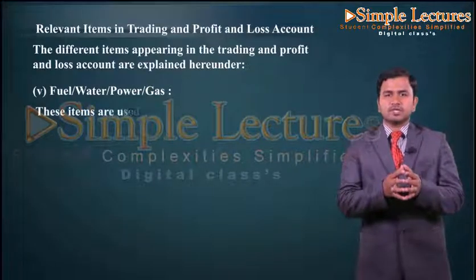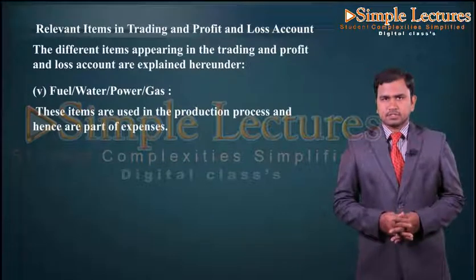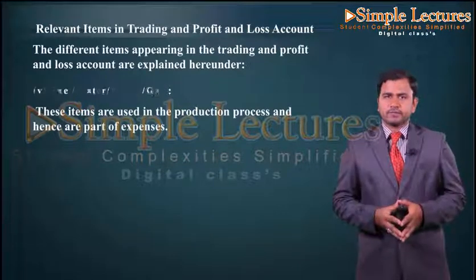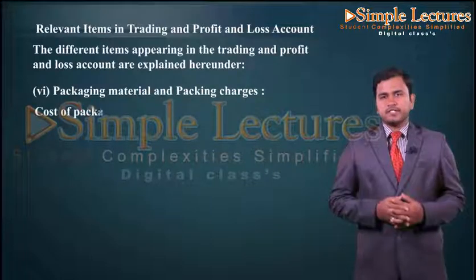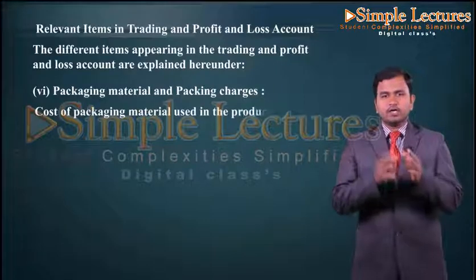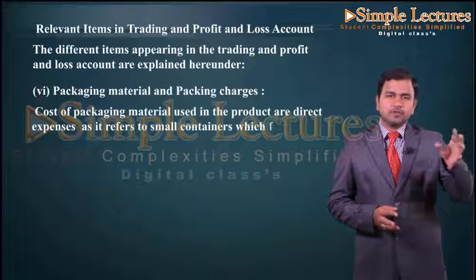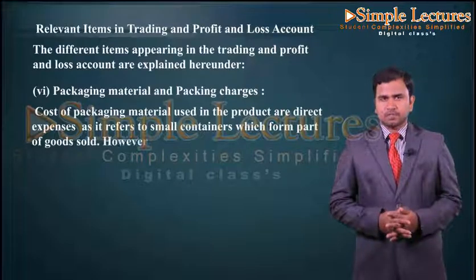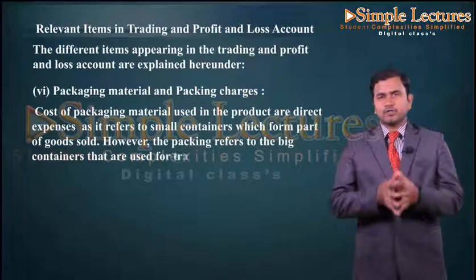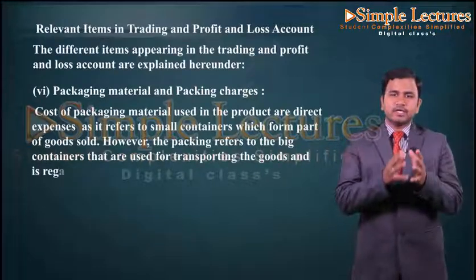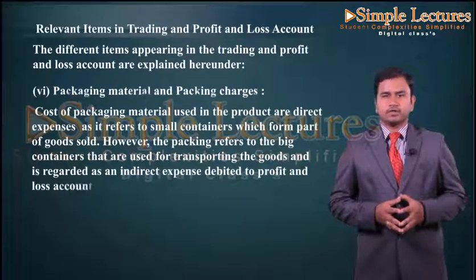These items are used in the production process and hence are part of expenses. As I said, they will be direct expenses. Next, packaging material and packing charges. The cost of packaging material used in the product is a direct expense, as it refers to a small container which forms part of the goods sold. However, packing refers to the big container used for transporting the goods and is regarded as an indirect expense debited to the profit and loss account.